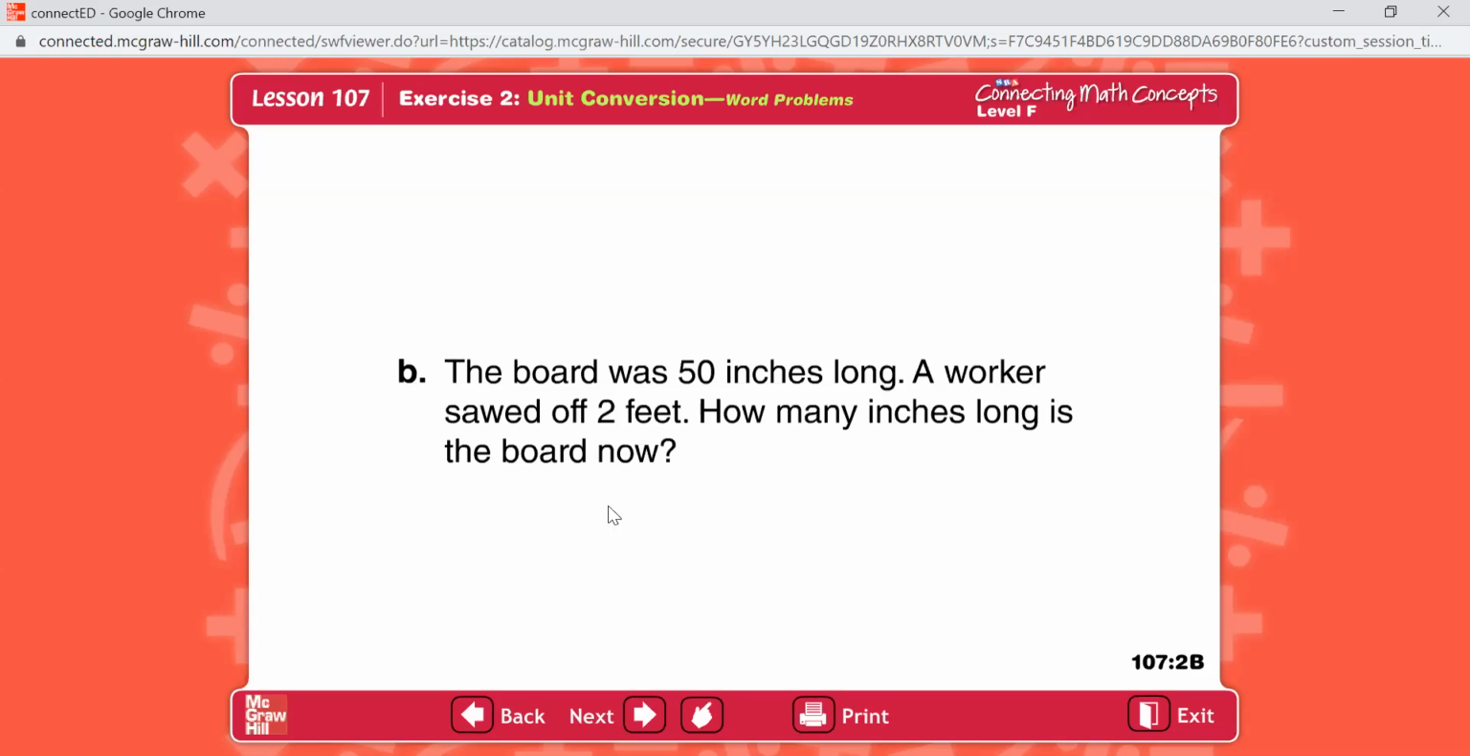The question gives us inches, so we want everything to be in inches. We have inches here, and we have feet here, so we need to change feet into inches. So which unit in the problem do we have to change into inches? Right here. 2 feet needs to be converted into inches.